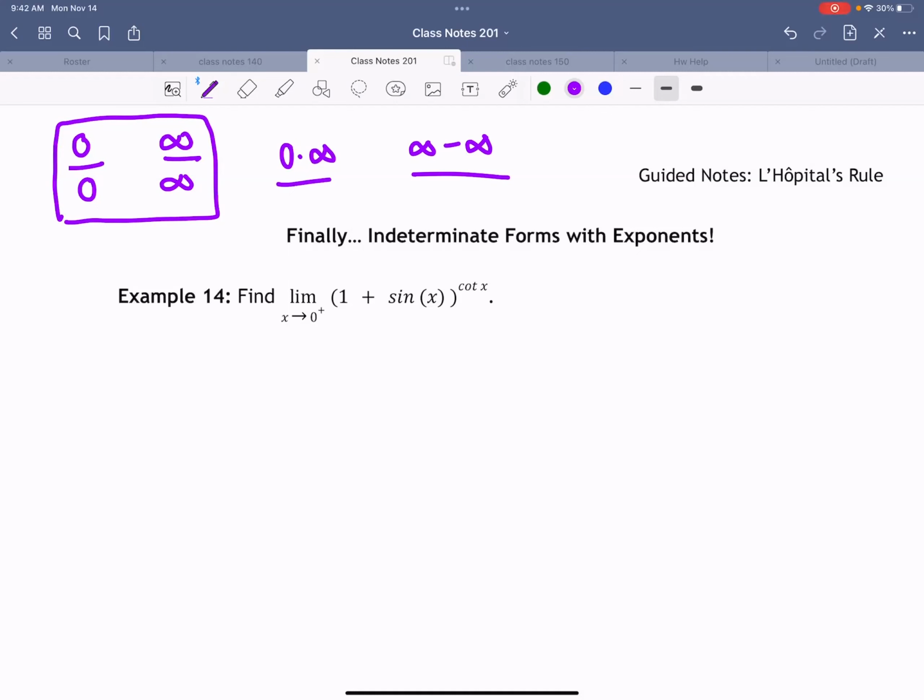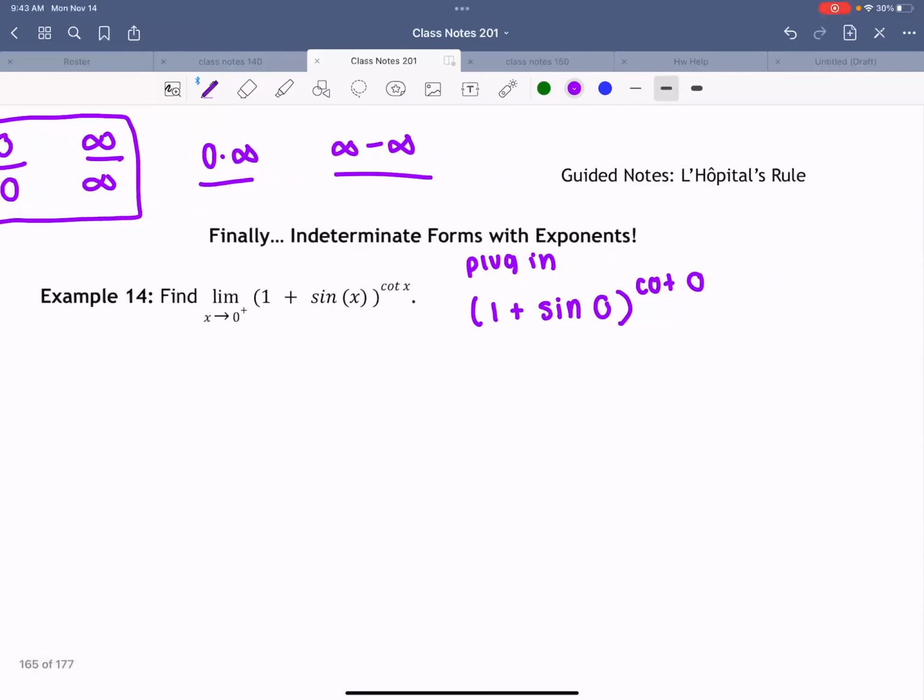Let's see what happens when we have powers. We haven't talked about powers yet. We have the limit as x goes to 0 of (1 plus sine of x) to the cotangent of x. Let's plug in first and see what happens. Plugging in, we have (1 plus sine of 0) to the cotangent of 0. What is sine of 0? 0, good. So this is 1 plus 0.